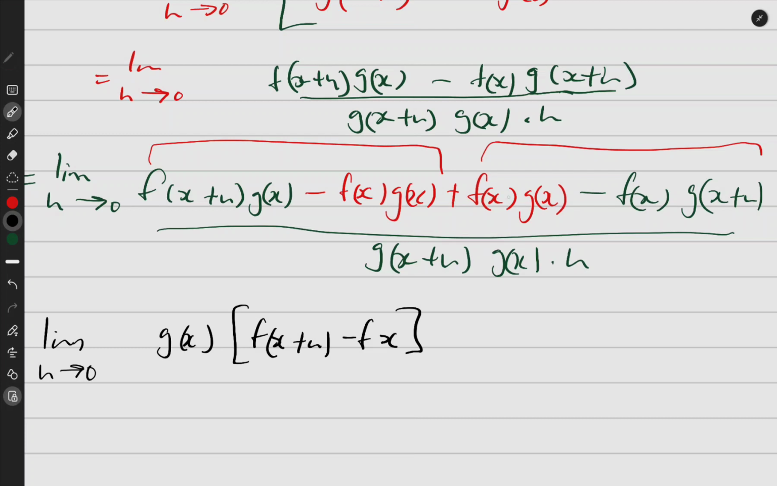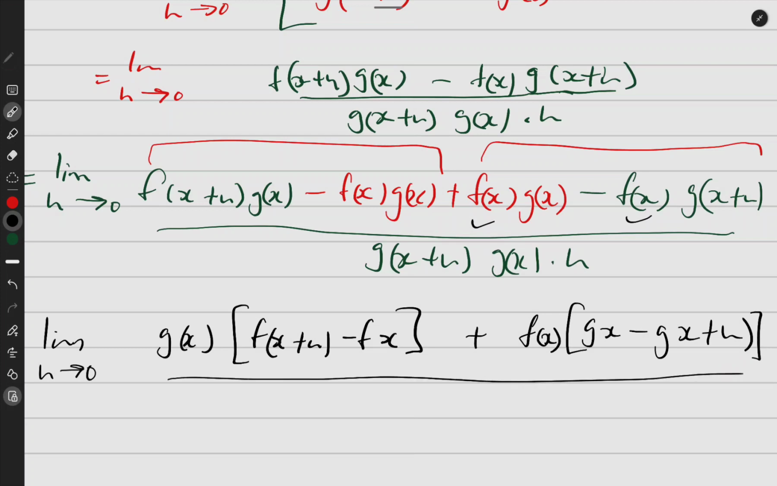Okay, let me look at the other side. What is common? I have f of x and I have f of x here, so I'm going to take out f of x, and if I do take out f of x here, I'll be left with g of x minus g of x plus h, close, and that is still all over g of x plus h, g of x, and then that h.